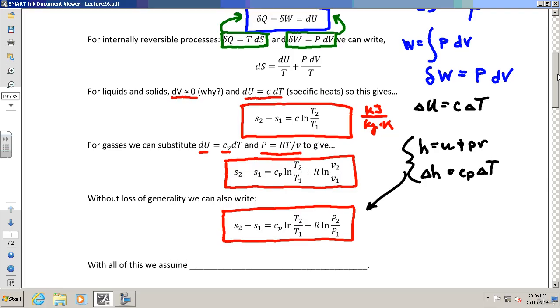With all of these equations, the ones I've got boxed in red, you will be provided, no need to memorize any of those. With all of these, we're going to assume constant specific heats. Is that always true? Not really.